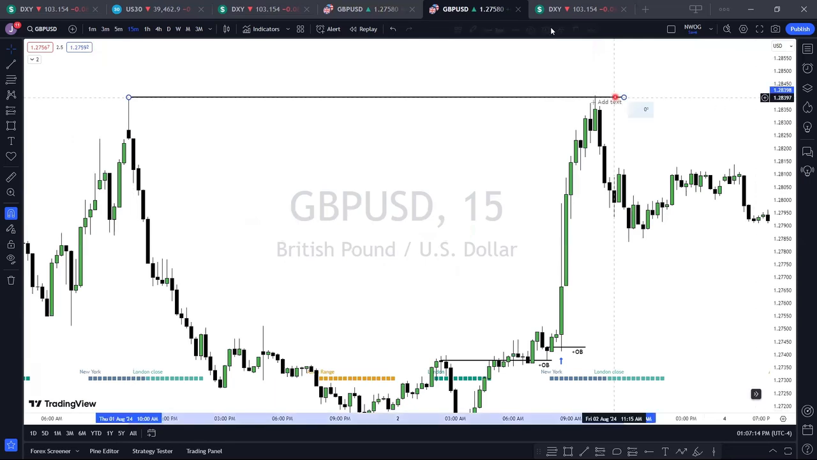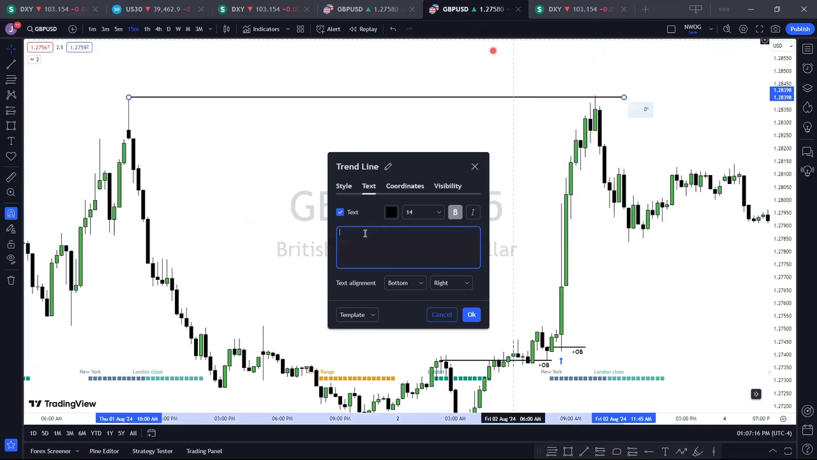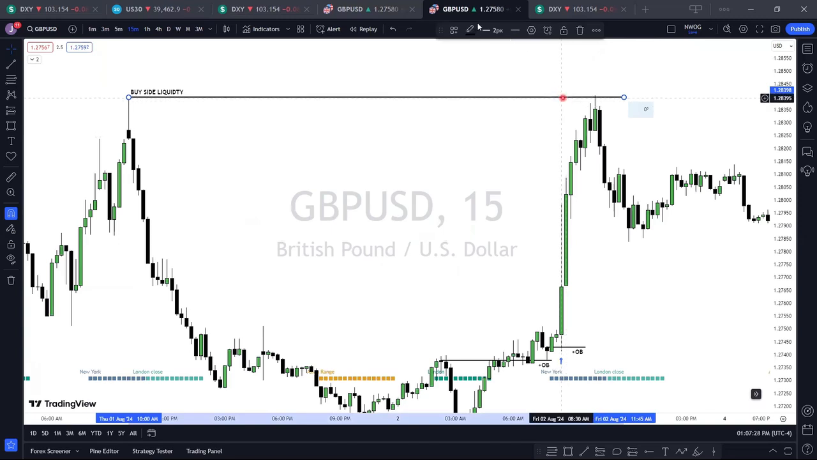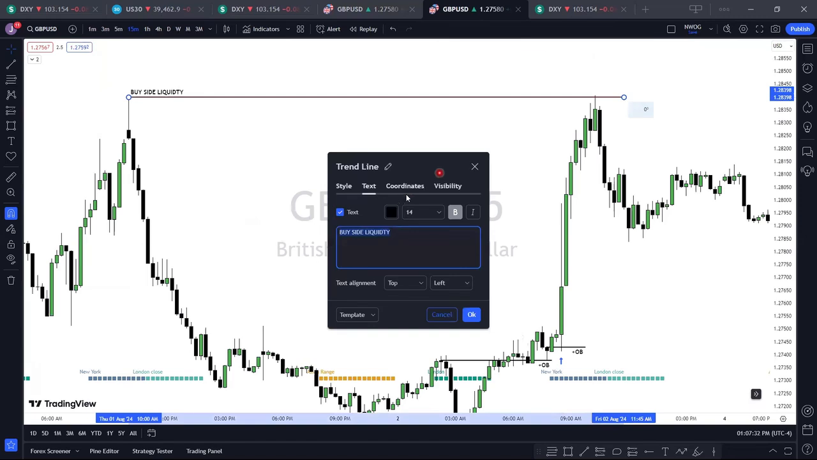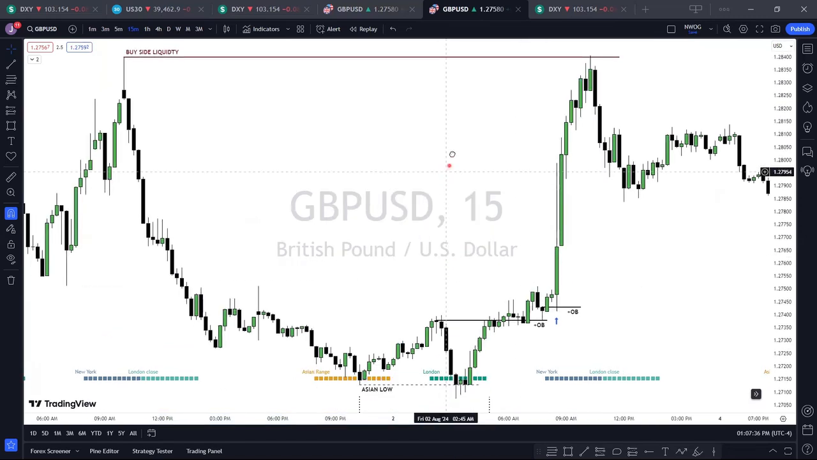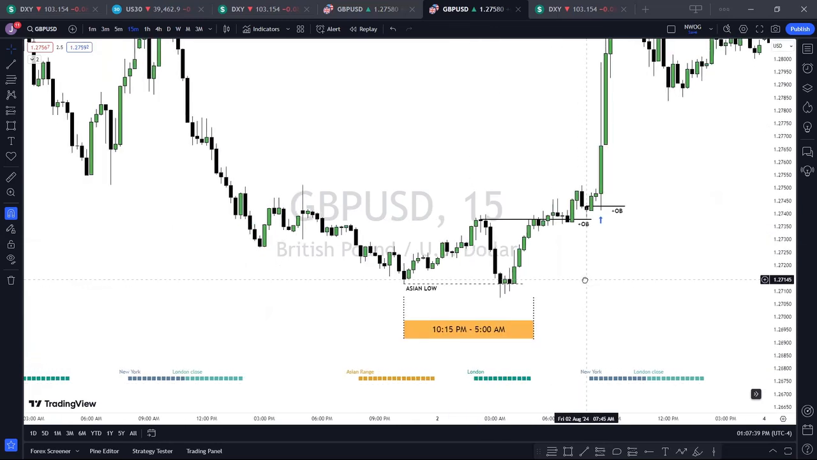So let me just put it here. This is buy side liquidity. Let's just put it here. I think we should give this a different color. Yeah, perfect. So now let's look at this again.